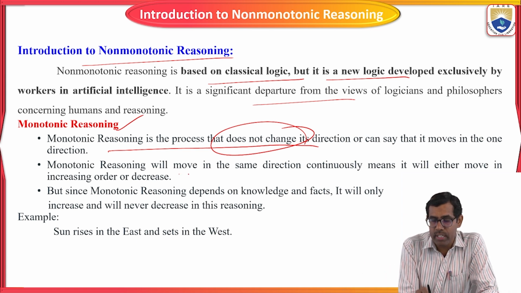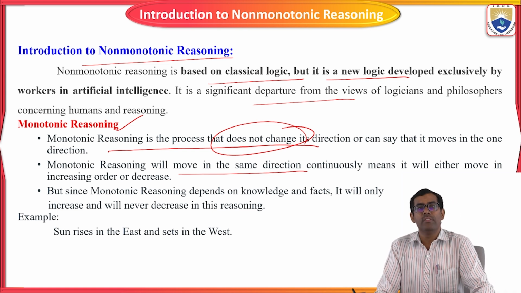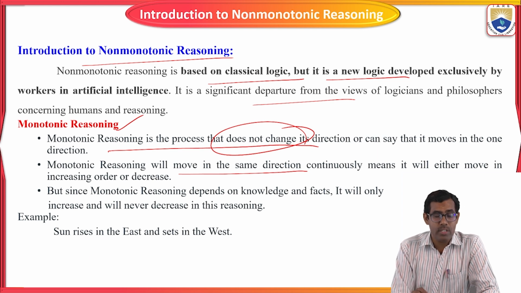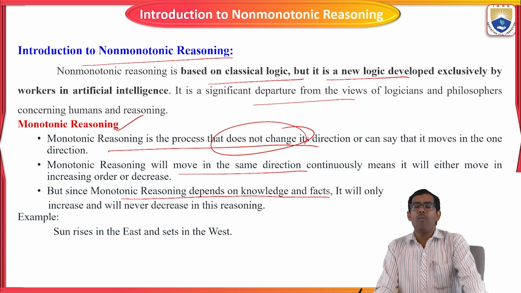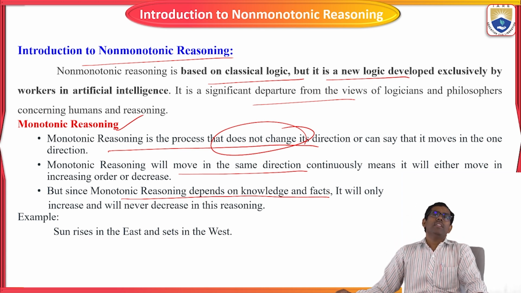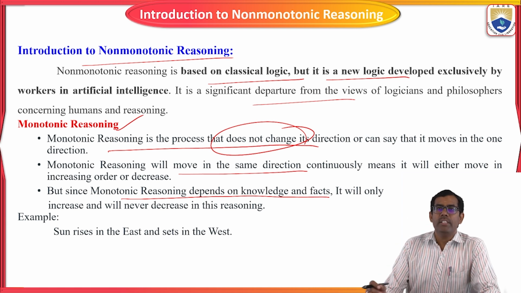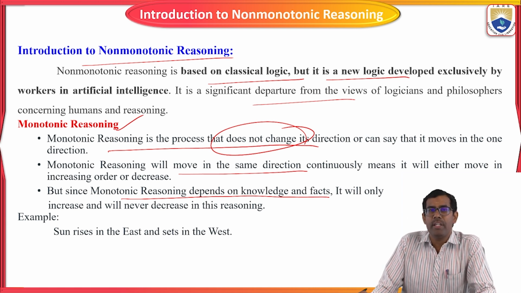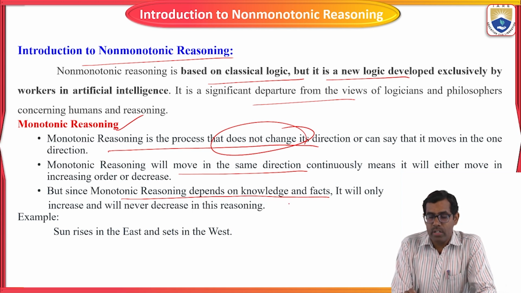Monotonic reasoning will move in the same direction continuously, meaning it will either move in increasing order or decreasing order. That's the same as the first point. The next point is that monotonic reasoning depends on knowledge and facts. How do we say that the sun will rise in the east and set in the west? Based on knowledge and experience, because daily we see the sun rising in the east and setting in the west. That is monotonic reasoning based on knowledge and fact.